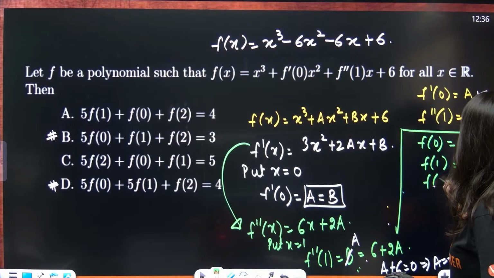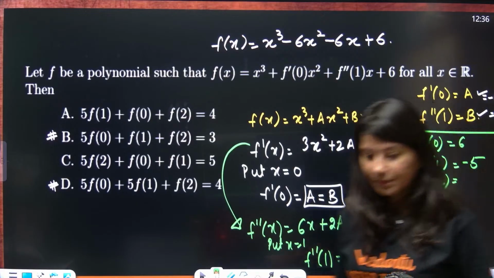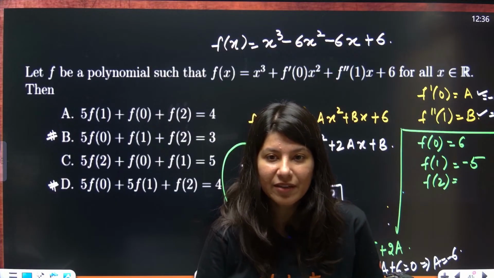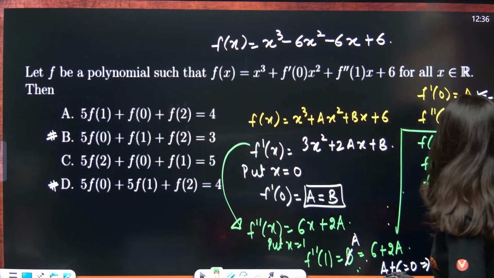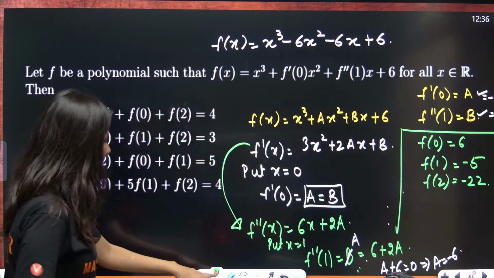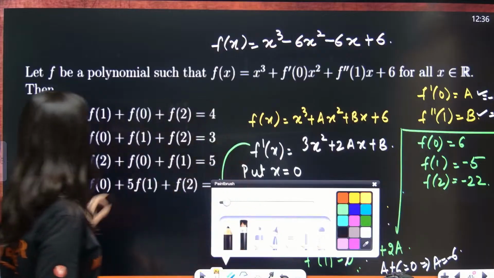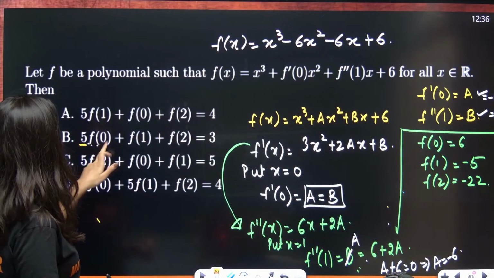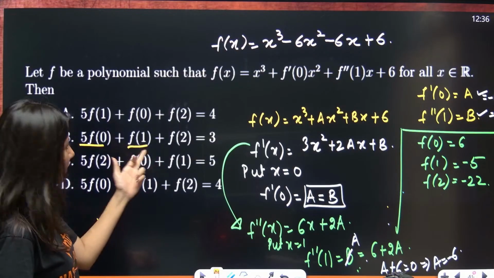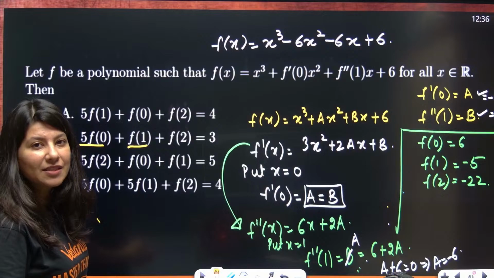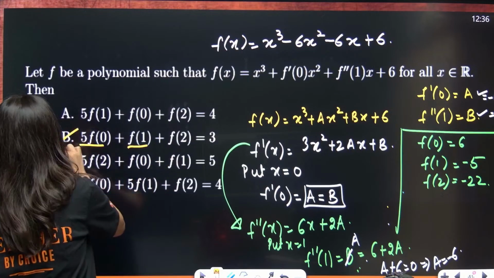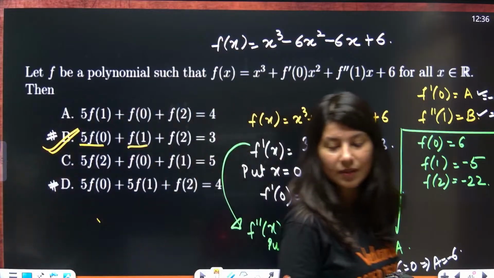F of 2 you also have to calculate. Can anybody tell me f of 2? Minus 22. And now you need to check either B or D. Let's put the value, okay? Let's check option B. 5 f of 0, so 30. 30 minus 5, right? 30 minus 5 is 25. 25 minus 22 is 3. Can you see option B is absolutely correct? Yes?